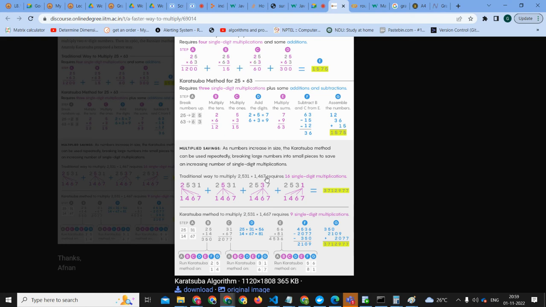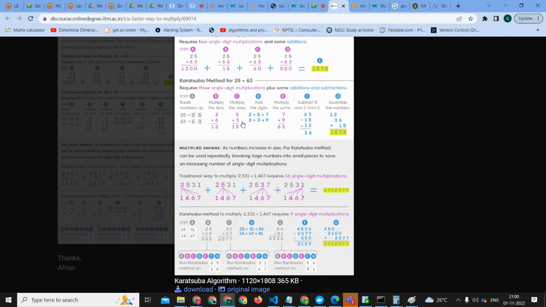So this Karatsuba is helping, reducing the 16 to 9. Maybe we can take the example above also, 25 into 63. That one is easy to understand. Basically we are splitting the number into 4 parts. Then we are multiplying the left two parts, the right two parts, multiplying the tens and multiplying the ones.